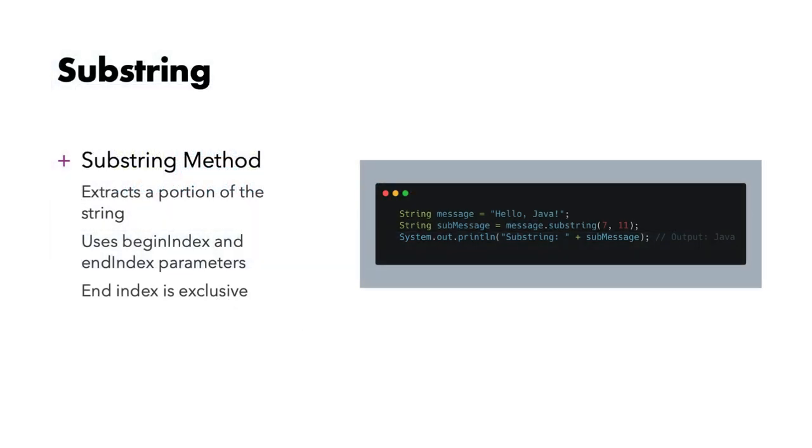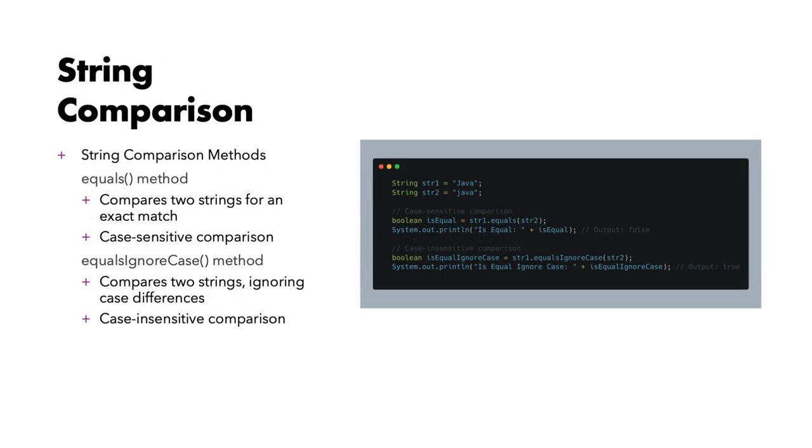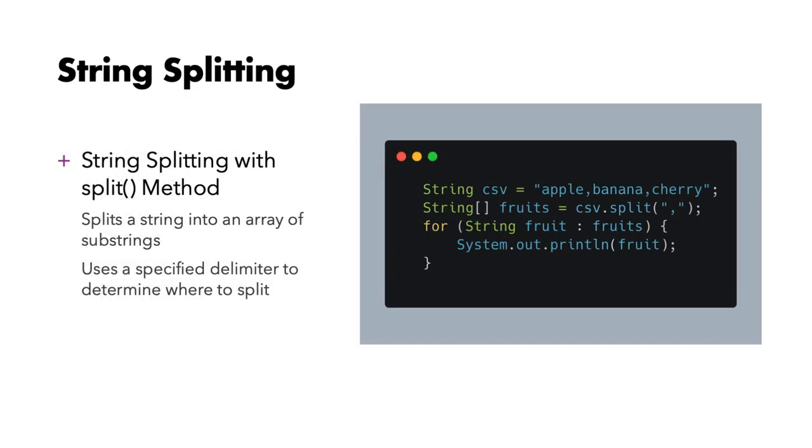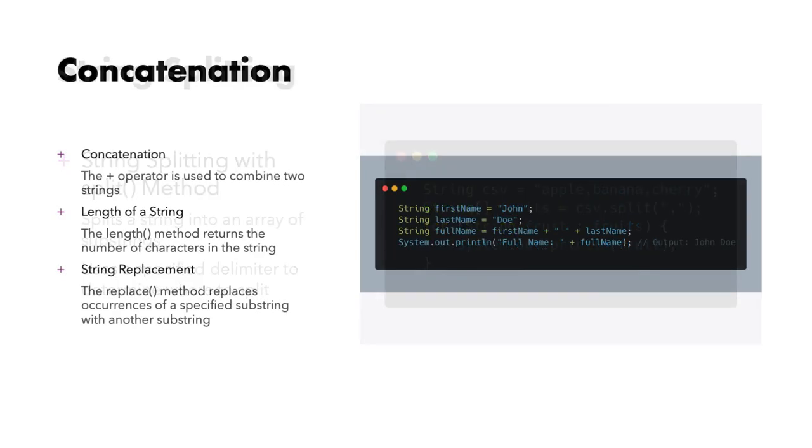The substring method in Java extracts a portion of the string using begin index and end index parameters, where the end index is exclusive. Now let's take a look at string comparison. The equals method checks for an exact match and is case sensitive, while the equalsIgnoreCase method compares strings without considering case differences. The split method in Java splits a string into an array of substrings using a specified delimiter. Let's look at a few more string methods.